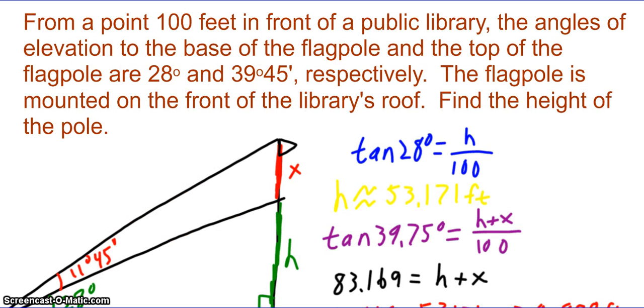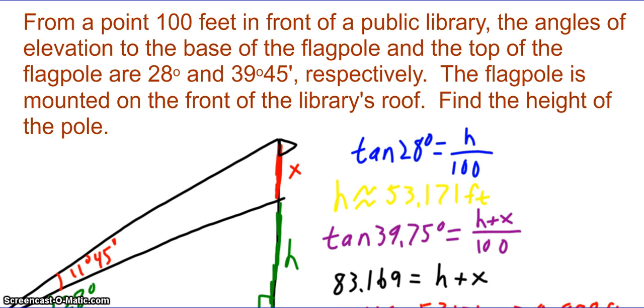Okay. So for the first problem, from a point 100 feet in front of a public library, the angles of elevation of the base of the flagpole and the top of the flagpole are 28 degrees and 39 degrees 45 minutes respectively. The flagpole is mounted on the front of the library's roof. Find the height of the pole.